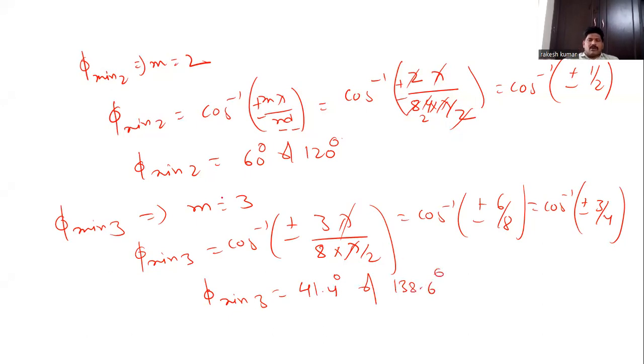Okay. So totally I've got 3 phi minimums. This is how you can calculate for phi minimum 4 like that also. Now let us come to the next one.